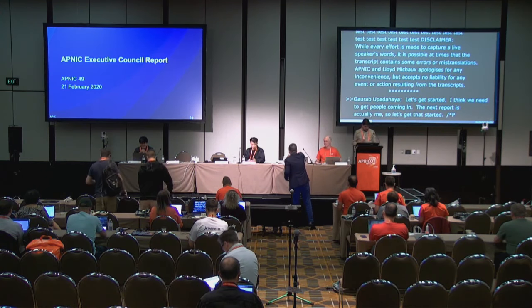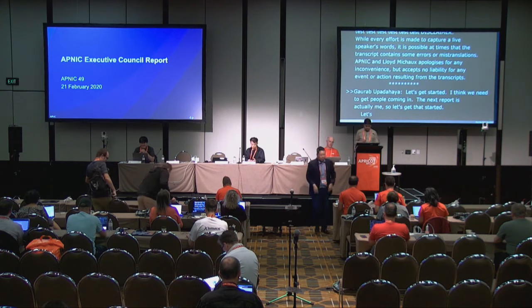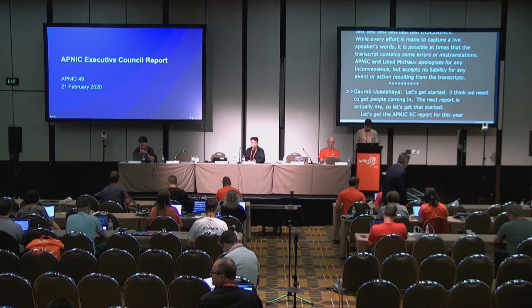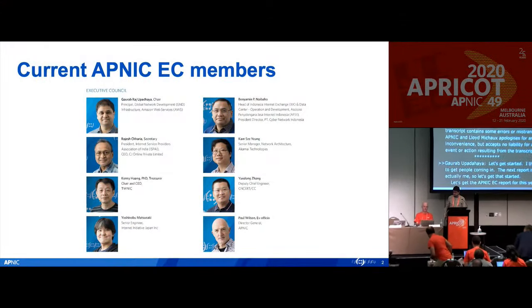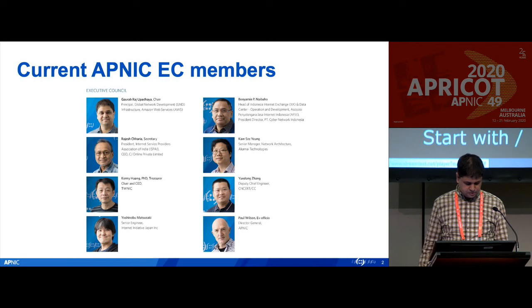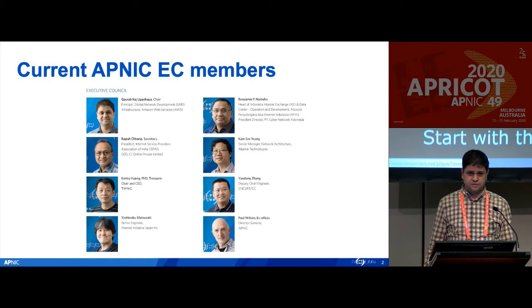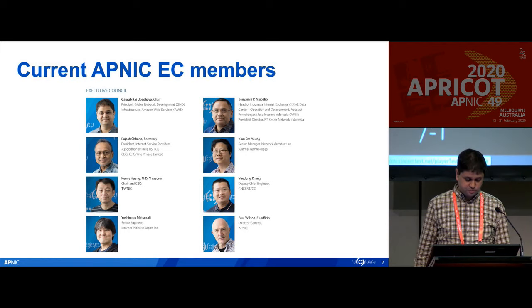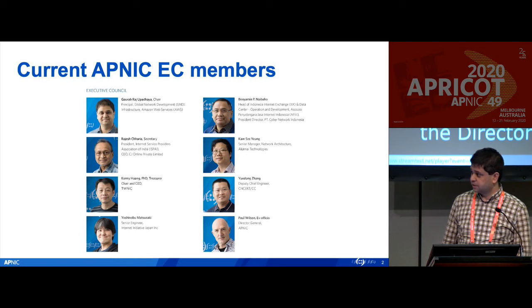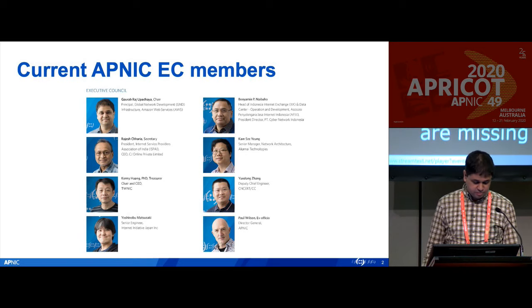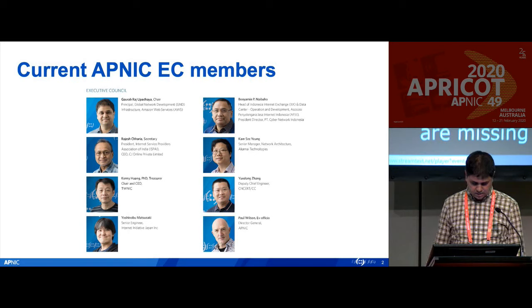So let's get the APNIC EC report for this year. Start with the introductions. You've seen this before. We are 8 of us. 7 of us are elected. Paul, as the Director General, is an ex officio member. We are missing quite a few right now. Rajesh and Yudong couldn't make it, but others are here.